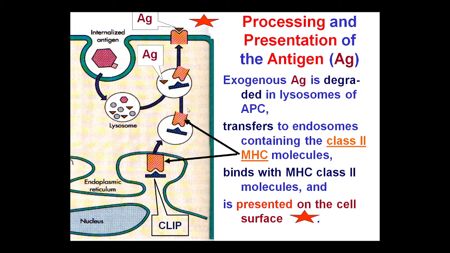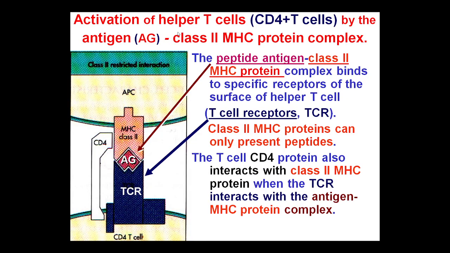Antigenic peptide is combined to the matured MHC2 molecule, the process of maturation, and this molecule in the complex with antigenic peptide is exposed to the surface. On the surface, antigen is recognized by T cell receptor, and CD4 molecule confirms that MHC2 molecule is own molecule.